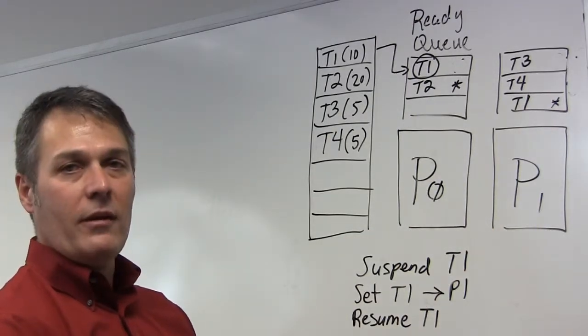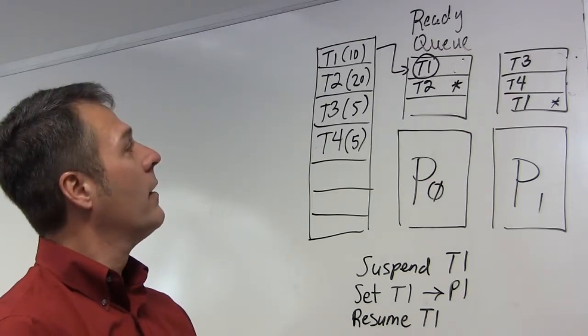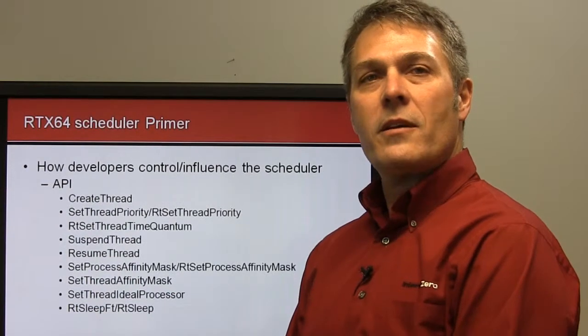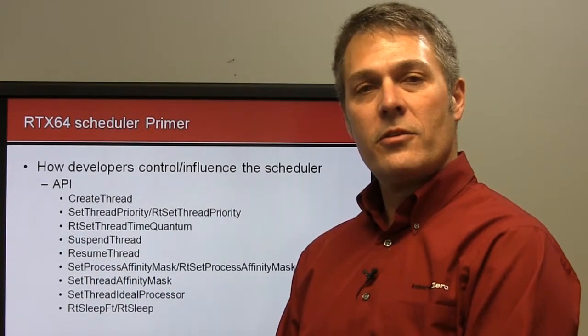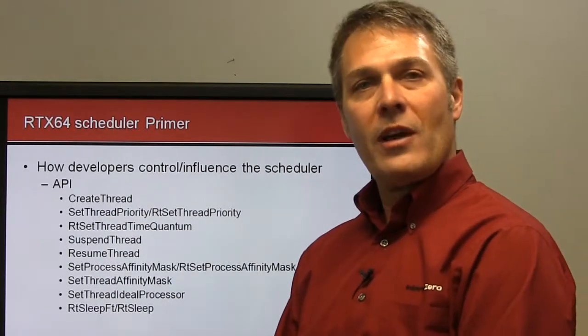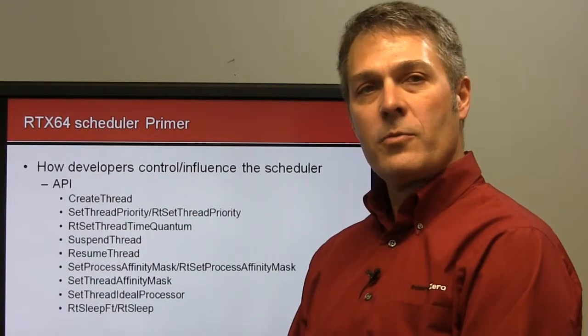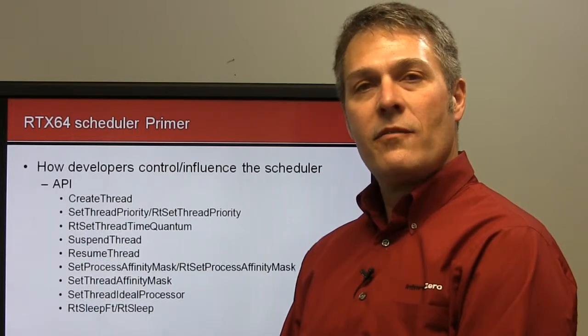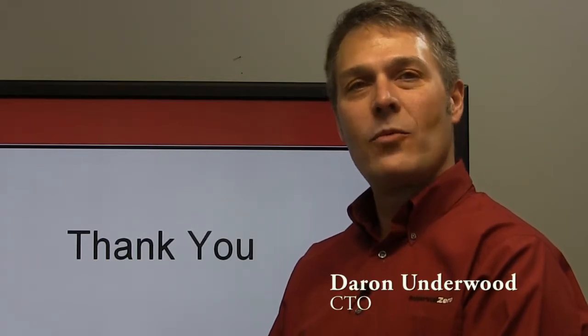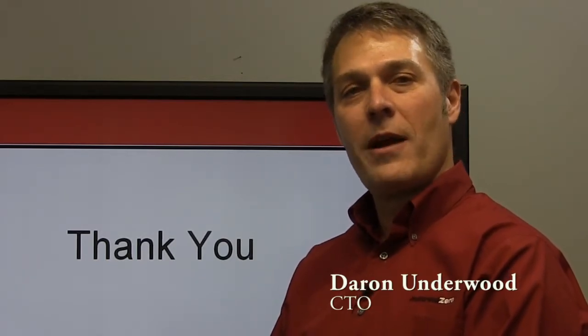I hope this gives you a little insight into how threads and scheduling actually function. You should now have a basic understanding of the RTX64 scheduler and how it works. These are a sample list of functions from the real-time API that are used for thread management. Refer to the RTX64 documentation for details on how to use these. Understanding the scheduler in RTX64 is one of the best ways to develop effective software for this powerful platform.